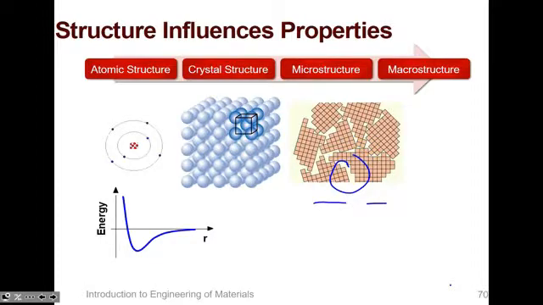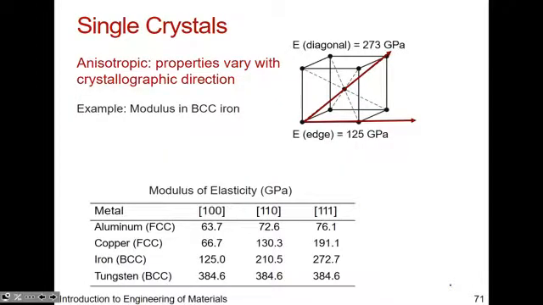Okay. And when we talk about structure too, we often tie that with the single crystal, right? I've talked about beautiful, perfect FCC, and depending on which direction you're looking at, which direction you're testing your material, your material can experience anisotropy. And all that means is that it varies with the crystallographic direction.